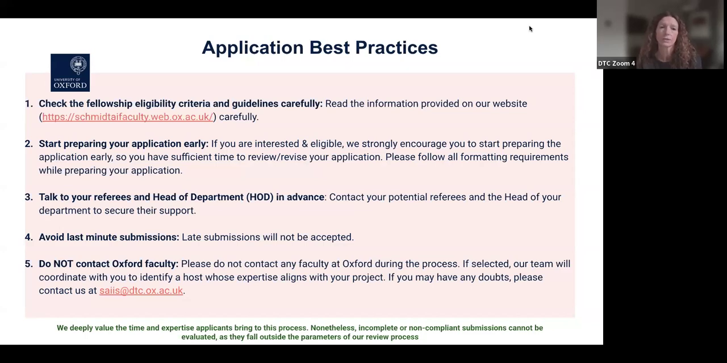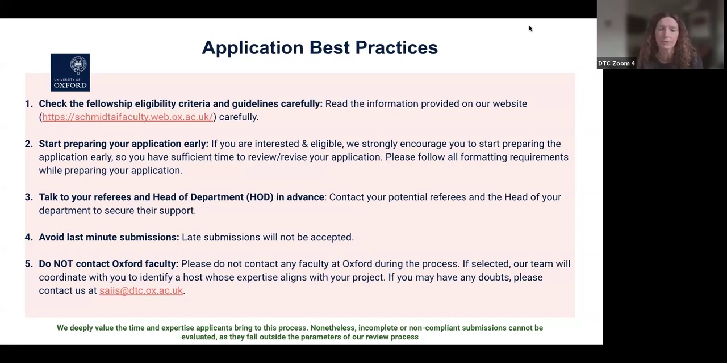And avoid last minute submissions because, as I've mentioned, anything that is received after the submission date and time, unfortunately, won't be accepted. And we also ask you not to contact Oxford faculty during the application process. It's not required during the process. If you are selected and successful in joining the fellowship, our team will coordinate and identify a host for you whose expertise aligns with your project.